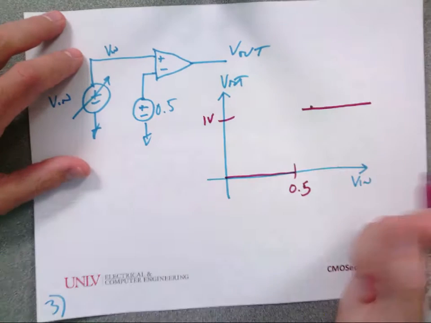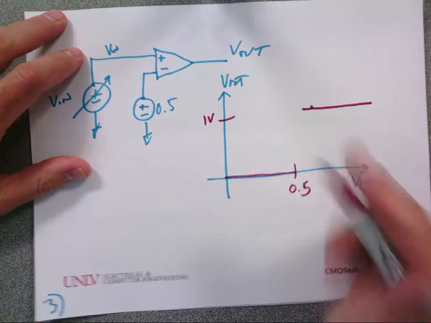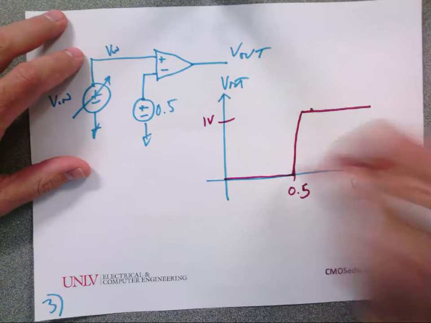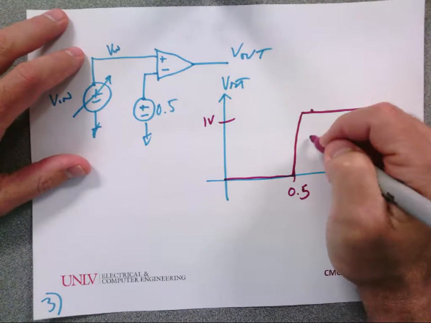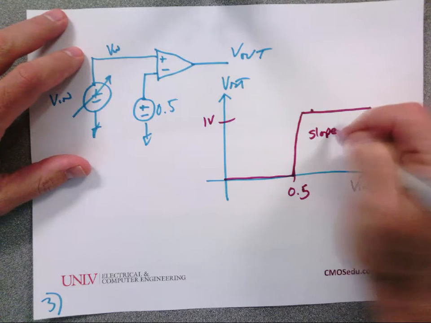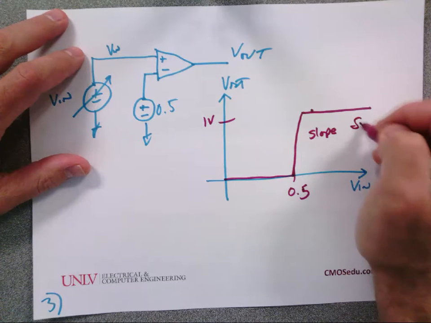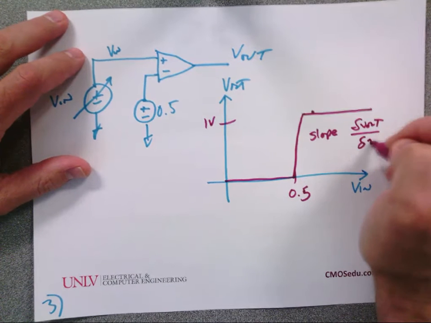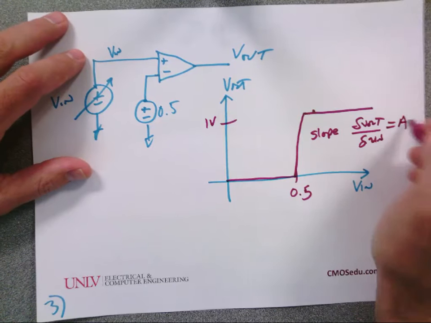In the middle, and I'm going to show you this in Sims in just a second, I'm going to get a transition. This slope is the change in V out with respect to V in. That is the gain.